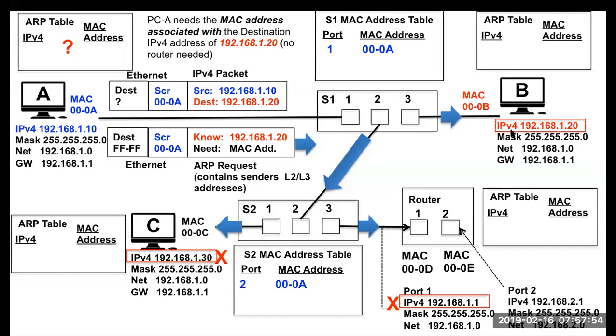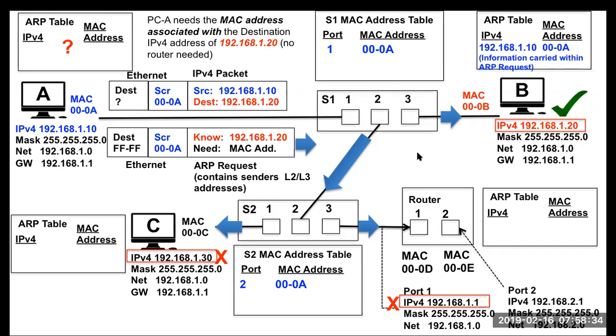PCB gets it and says, am I the target? And voila, yes, it is. It is the target, 192.168.1.20. So it's going to say, oh, somebody's looking for my MAC address. I'm the target of this ARP request. Now, one of the things we mentioned is this ARP request contains the sender's layer 2 MAC address, PCA's MAC address, and PCA's IPv4 address. So B is going to take that information and put it in its own ARP table, because it's going to use that for the ARP reply going back.